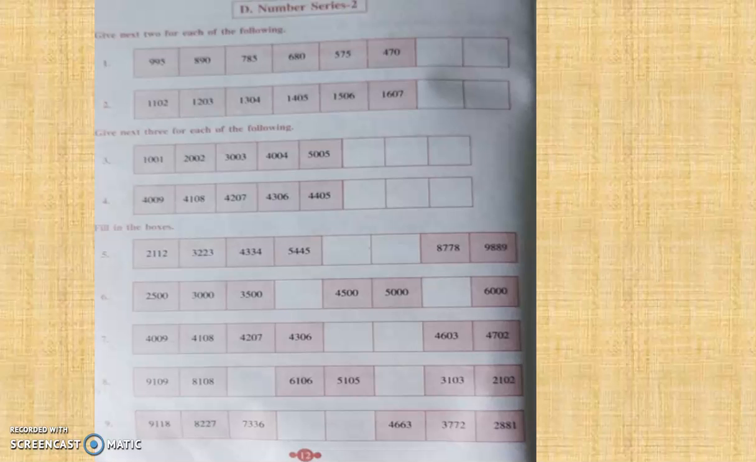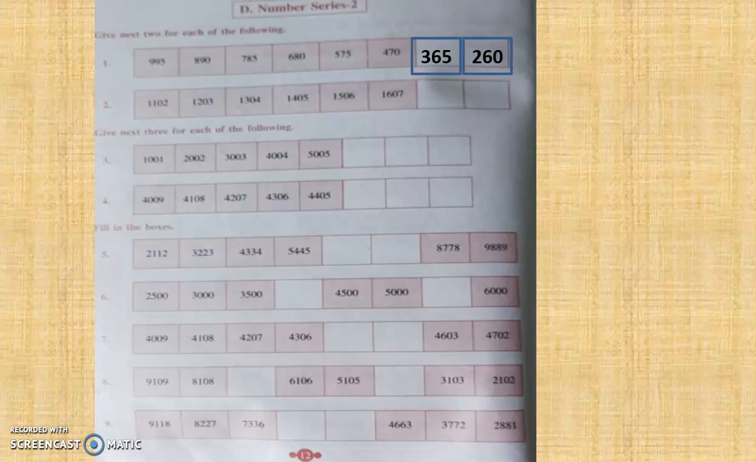So here each and every value is getting subtracted by 105. If you check 785 minus 680, the value is 105, right? Likewise, the difference between these two values is 105. If you check all the values, it will be 105. So what I have to do is 470 minus 105, what will come? It is 365, right? So that value I will write in the next box over here. In this I will write 365. If I subtract one more 105, then I will get 260. So that 260 I will write over here.